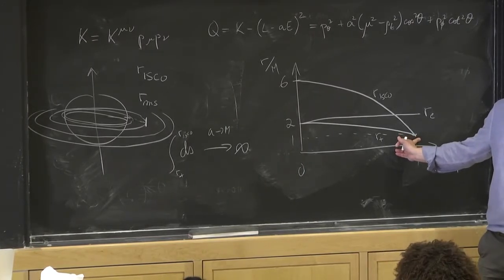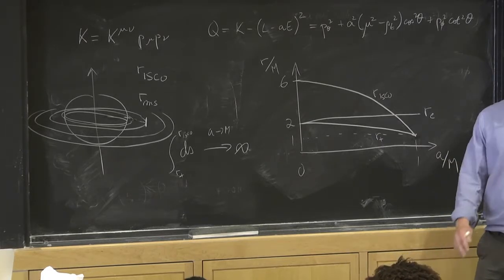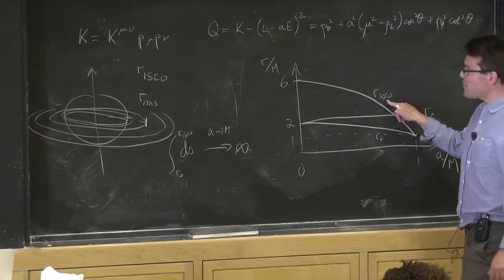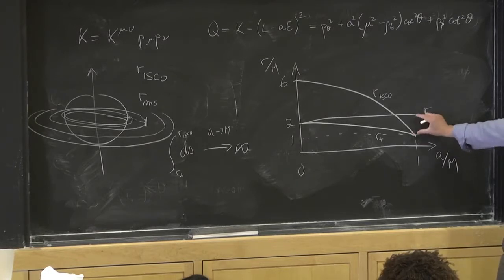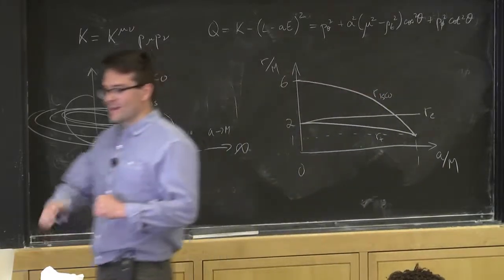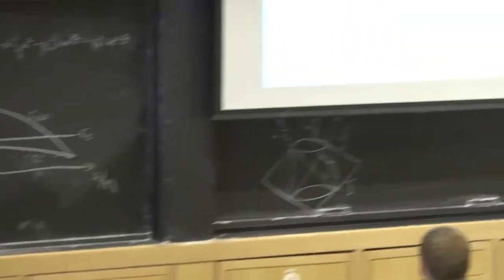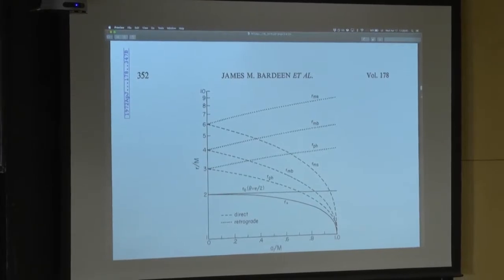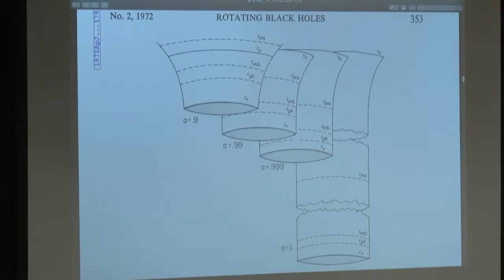There's a huge amount of space that all seems contracted down to a point. And in fact, the proper distance from the ISCO to the ergosphere also diverges. So what's going on? And this paper is very nice because I think these guys really understood already in 72 what was happening. Here's roughly the plot that I was explaining. And here's the picture that explains what's really going on.